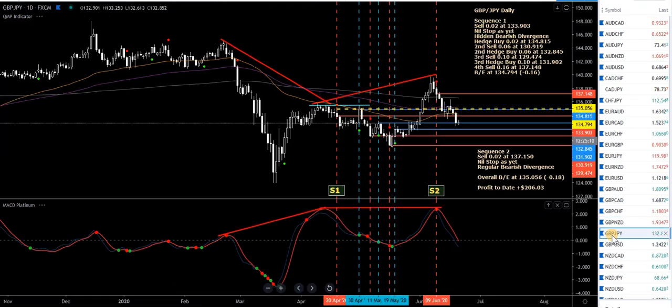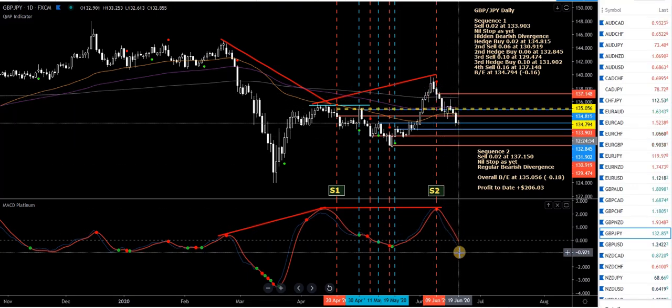Right, pound yen, we're in profit here. What have we got? Sequence 1, break even. We've got 2 break even levels, one for sequence 1 and one for overall break even. Sequence 2 is a standalone sell trade. It's gone down nicely. Looks like Monday the MACD Platinum will be through the 0 level.